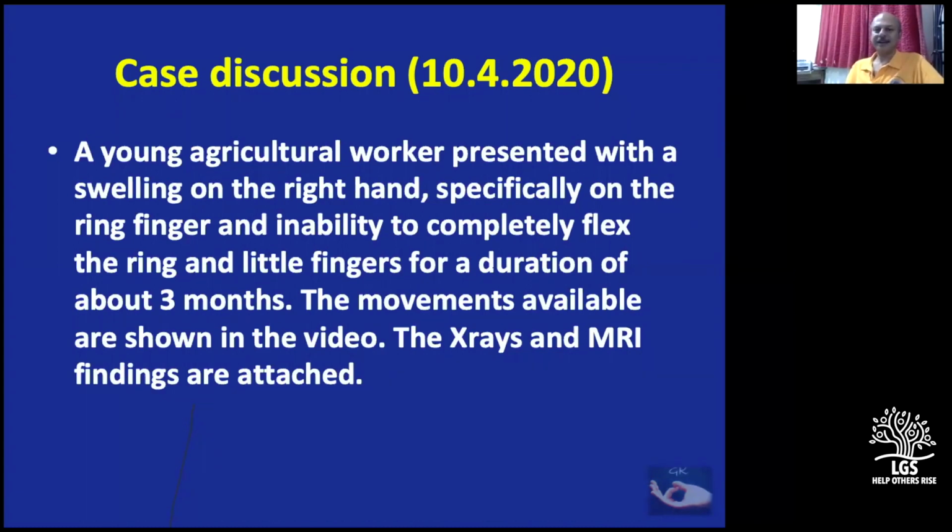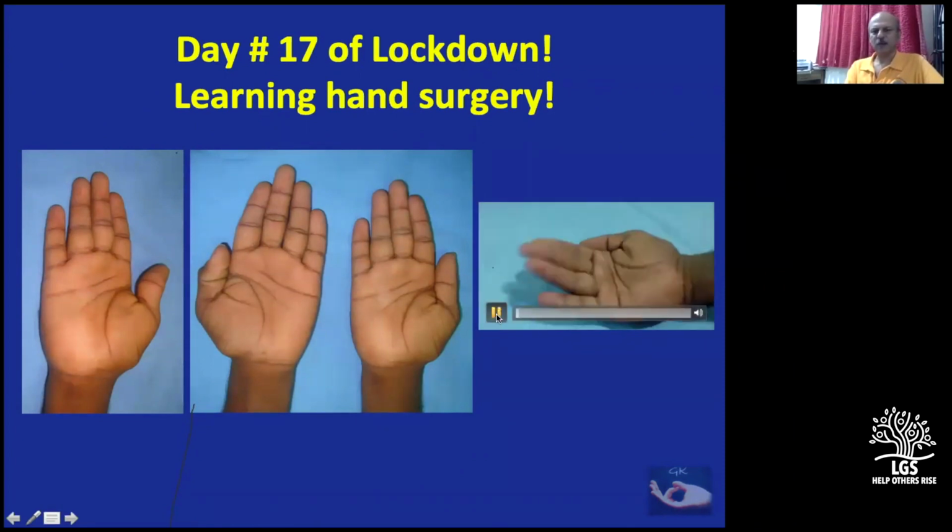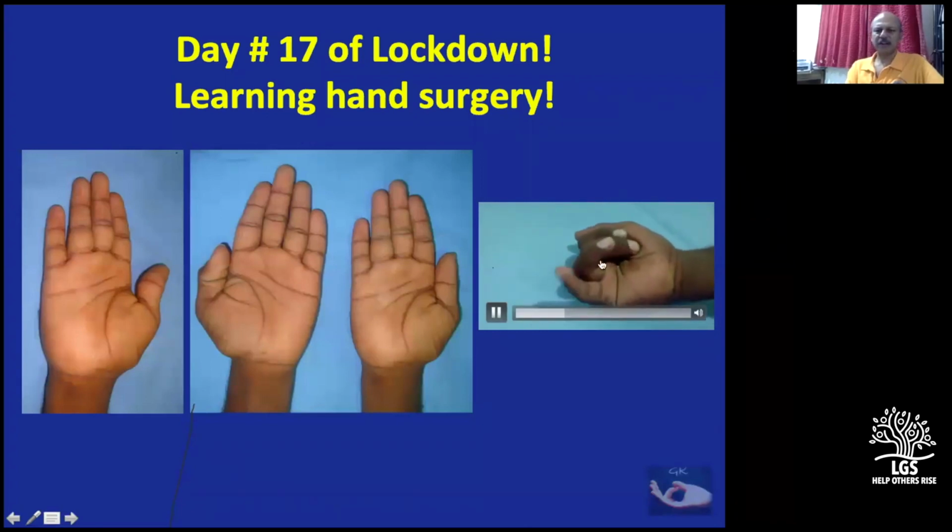A young agricultural worker presented with swelling on the right hand, specifically on the ring finger, and inability to flex the ring and little fingers. And this has been present for 3 months. The movements available are shown in the video. Now, these are the pictures. You can make out a very gentle, small swelling, almost spindle shaped. And this is the movement that you can make out. There is a restriction of movements on the ring finger, and little finger is almost no flexion.